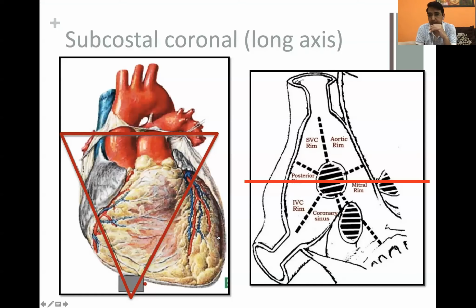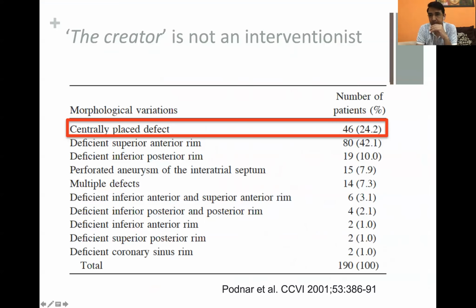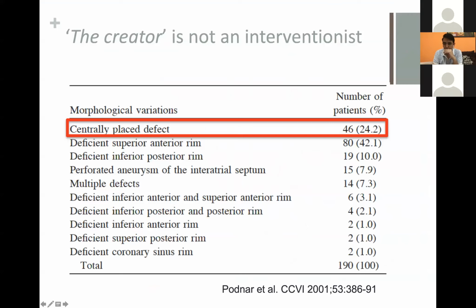Looking at this particular slide, you see that there are people who have deficient superior and inferior margins, but it's not very common to have the inferior anterior rim that you have mentioned, just seen in about 1%. It's a minority. That probably was explained by the vestibular spine and the dorsal mesenchymal protrusion that you are mentioning. Is that correct? Yes, sir.